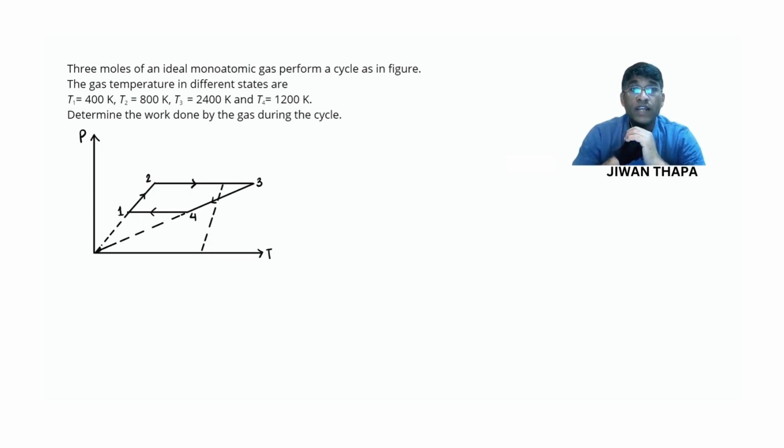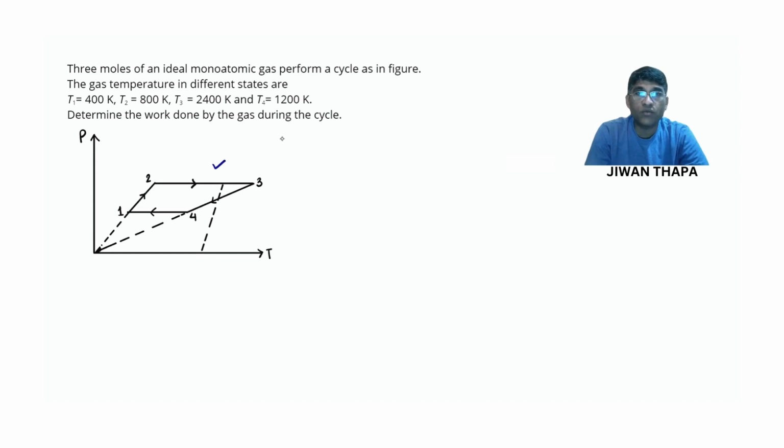3 moles of an ideal monoatomic gas perform a cycle as in the figure. So we have this figure. We have a graph between pressure and temperature. The gas temperatures in different states are T1 equals 400 Kelvin, T2 equals 800 Kelvin, T3 equals 2400 Kelvin, and T4 equals 1200 Kelvin. Determine the work done by the gas during the cycle.